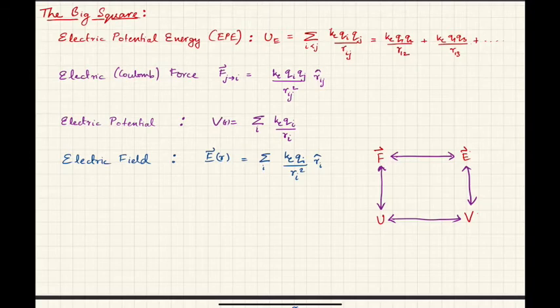Okay, and so what we're going to do is we've learned about all of these tools, and we've learned how to calculate them and apply them to different situations. But what we're going to focus on over here is the big square. So by the big square, I'm referring to this figure over here. And what that is, is a way of reminding ourselves and telling us what the relation is between each of these tools.